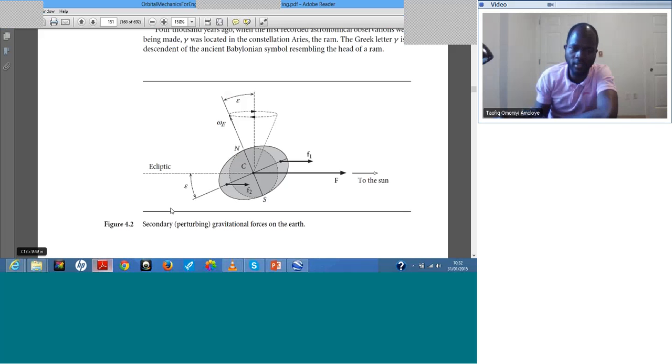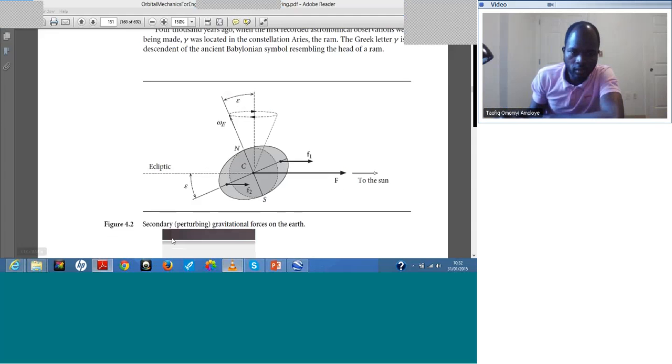You see, if the Earth were to stop spinning, it would just respond to the forces trying to bring it down. But because it is still spinning, it will just be precessing about this axis normal to the ecliptic plane, where the forces trying to change its position reside.